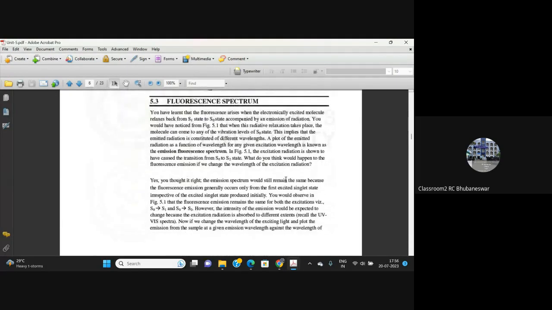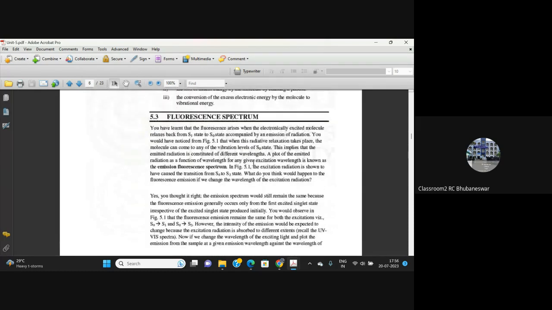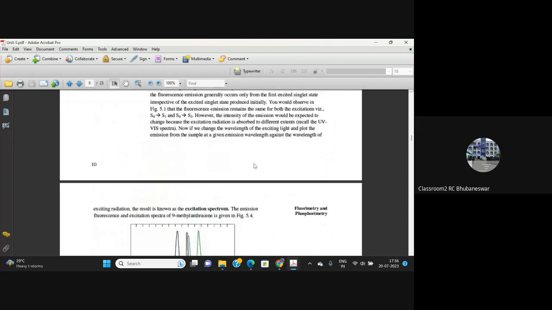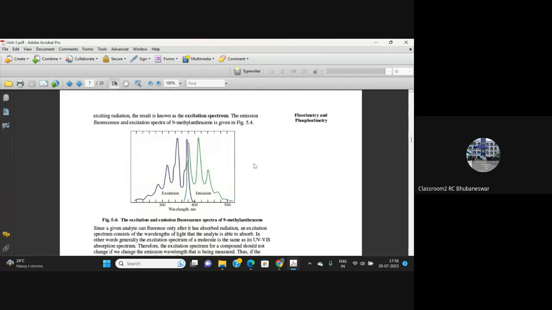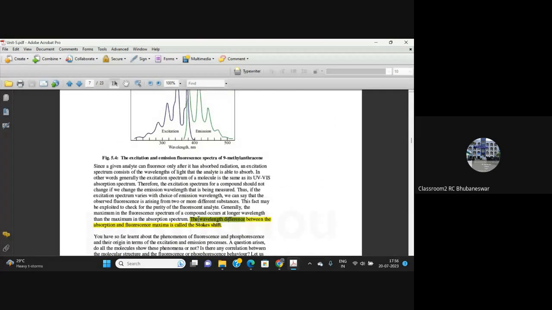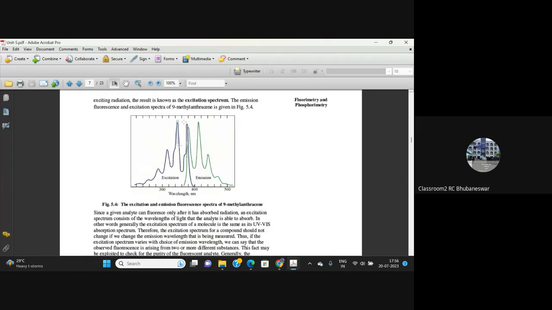Coming to the fluorescence spectrum, you already saw the spectrum for phenanthrene, but here is another example, 9-methyl anthracene. This is the excitation spectrum and the emission spectrum. Here another concept comes in, the Stokes shift. What is that? It is the wavelength difference between the absorption and fluorescence maxima. Here you see the maximum intensity for the excitation spectrum, the blue line.